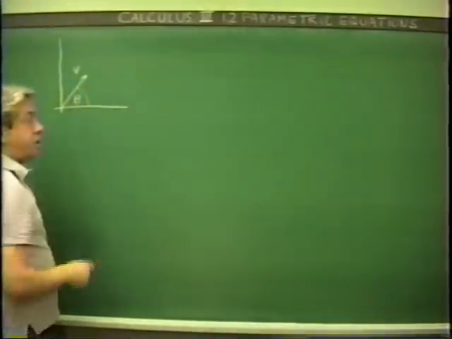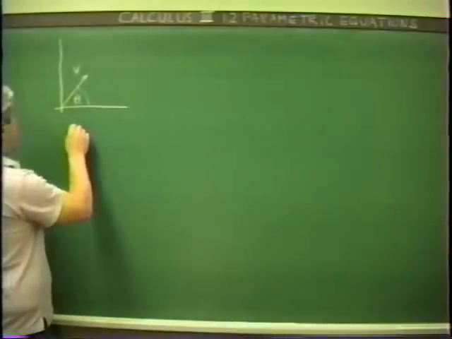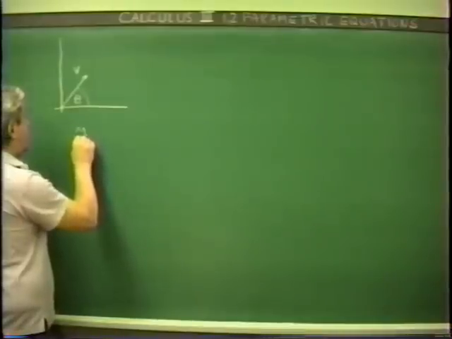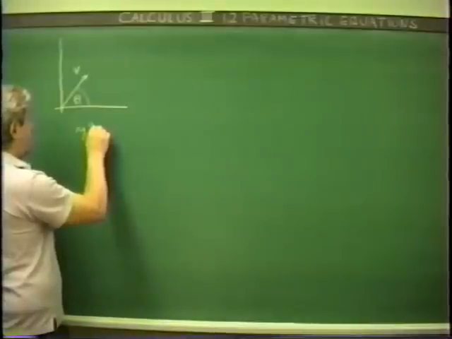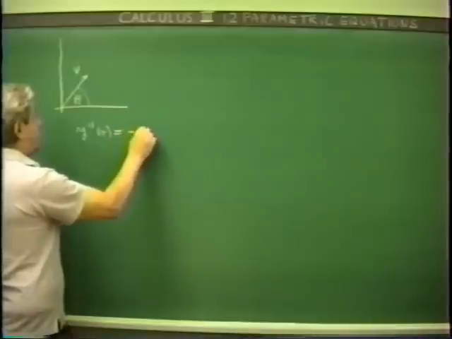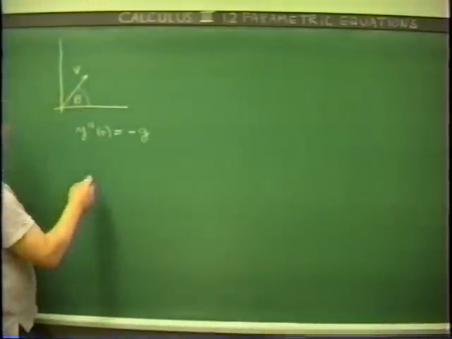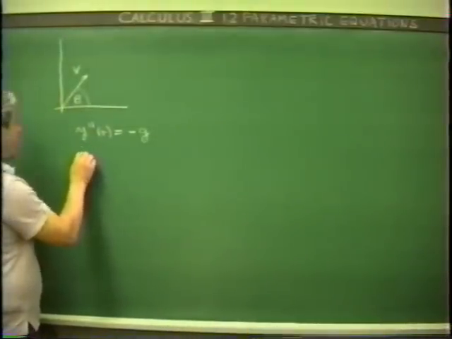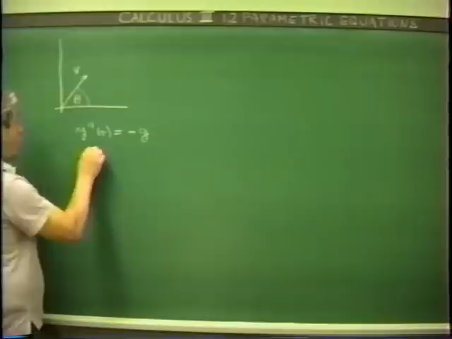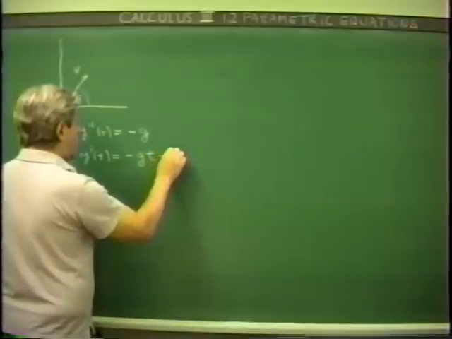We're going to assume that the only thing that acts on this projectile is gravity. And so the acceleration in the y direction at any time t is going to be equal to minus g, where g is the gravitational constant, 32 feet per second squared in the English system, or 9.8 meters per second squared in the metric. All right, so consequently what we have here is that y prime of t is equal to minus g t plus a constant.